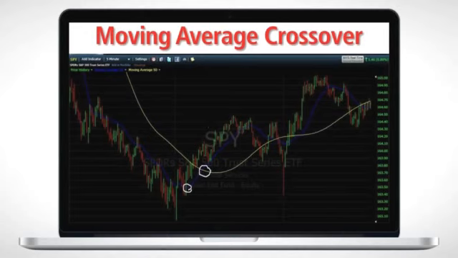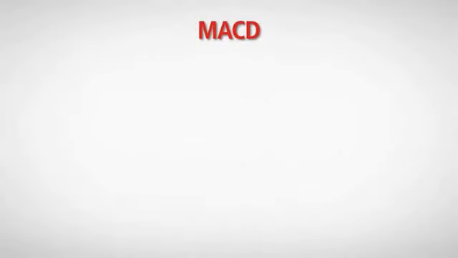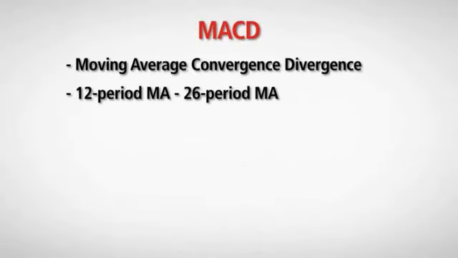Now, there's an indicator that I want to tell you about called a moving average convergence divergence, or MACD. And an MACD is calculated like this. We take a 12-period moving average and we subtract from that the 26-period moving average.